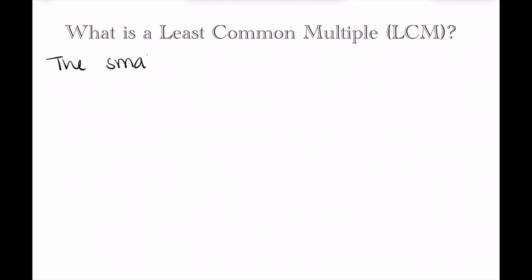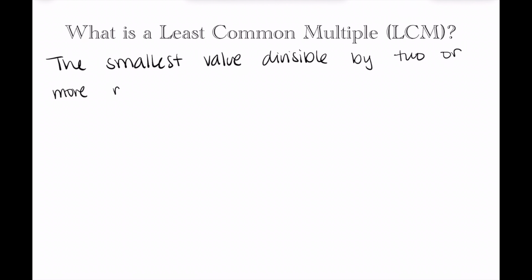So now that we've gone through and reviewed greatest common factor, let's get into the least common multiple, the LCM. What is the least common multiple? It is the smallest value divisible by two or more numbers. Now, this definition might not make a lot of sense, so let's go through a few examples to be able to show this definition a little bit better.